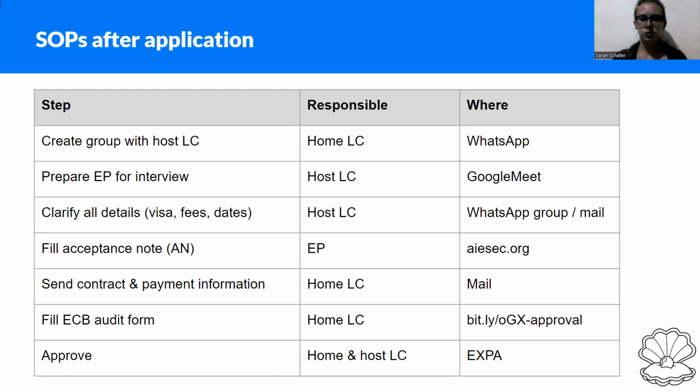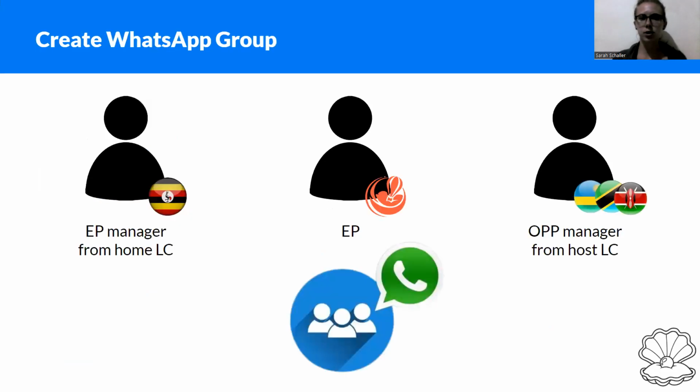Then it's important to fill the ECB audit form from your side. Here's the link, bit.ly/ogx/approval. And after that is done and you see that you have all the proofs needed, you can approve. And you also inform the host LC to actually approve on XPAL. A bit more details about that.